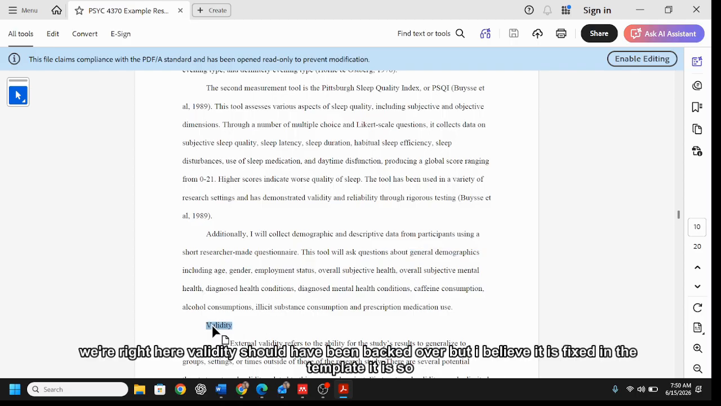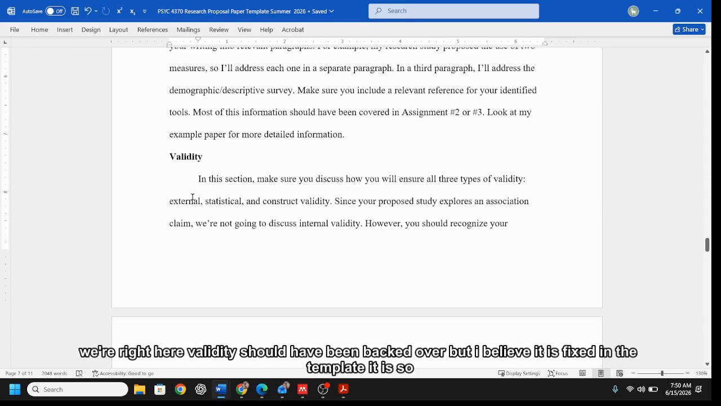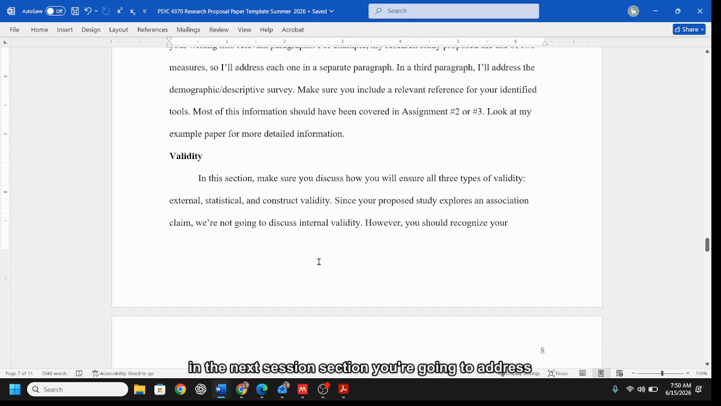I see another error right here. "Validity" should have been bolded, but I believe it is fixed in the template. It is. So in the next section, you're going to address 3 types of validity that are important for non-experimental research, and that's going to be external, statistical, and construct validity.